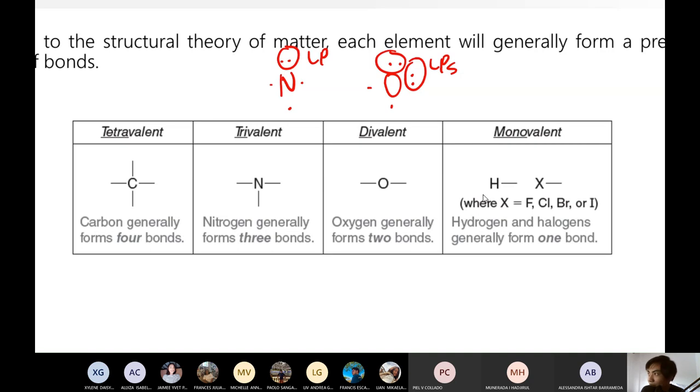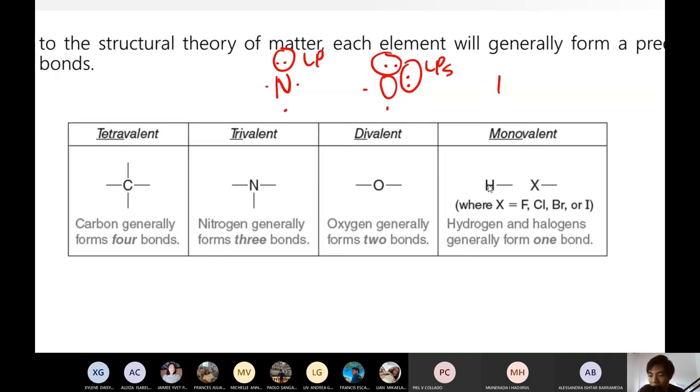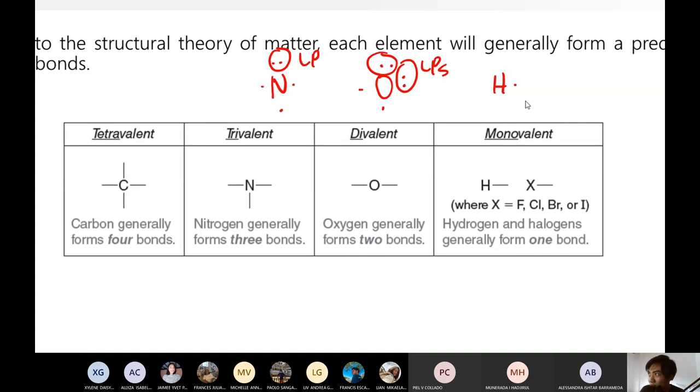So for example, the hydrogen, if we draw the Lewis dot symbol, that's H dot, no? Ito single dot yan, so that can connect with the other dot ng isa pang atom, to form a bond. So, isang electron yan, dudugtong yan sa isa pang electron ng kabilang atom to create a bond. So, isa lang yung pwede niya magawang bond. So, that's why it's monovalent.